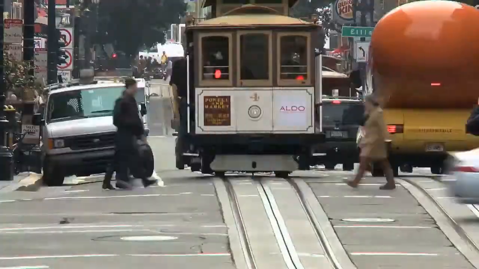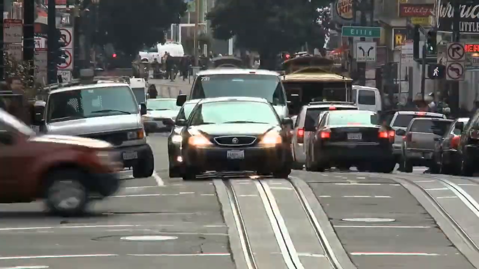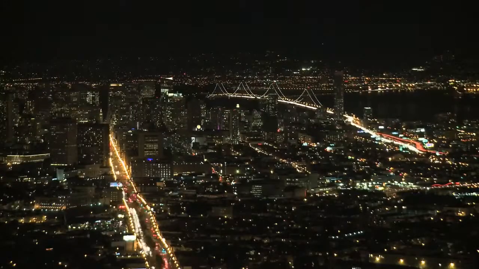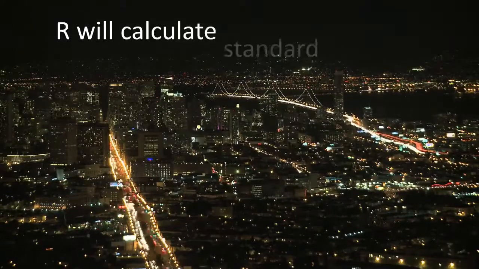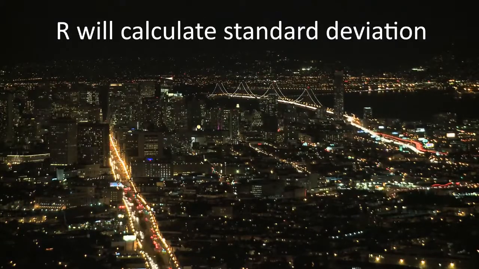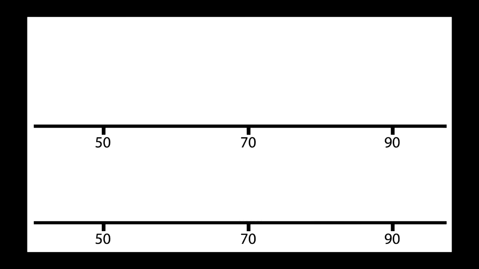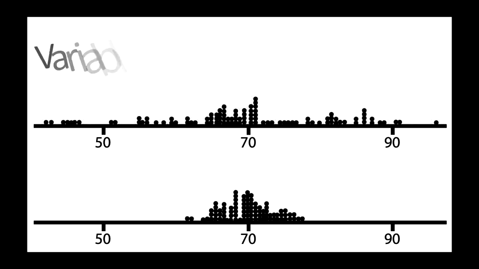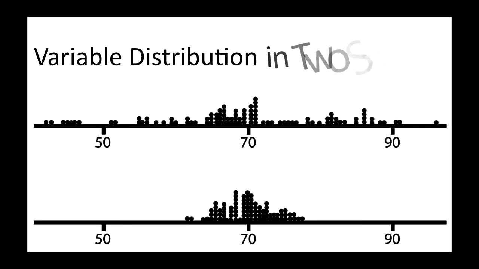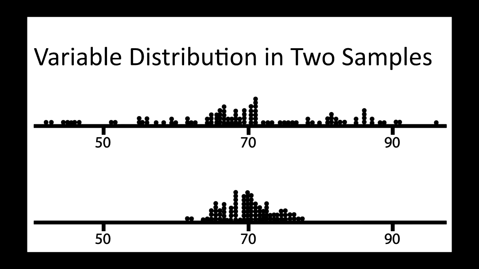Since we're working with very large numbers of observations, hand calculations of standard deviation really aren't feasible. R will do all these calculations for you, but it's important to know how to calculate standard deviation so that you can make sense of variability. For example, looking at a variable's distribution in 2 different samples, you should be able to tell which has greater variability, that is, a larger standard deviation.